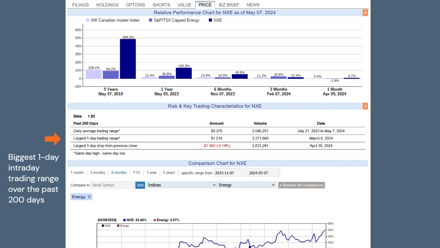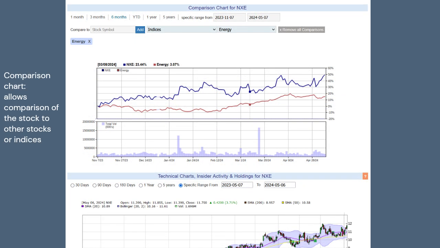Largest one-day trading range shows the most volatile trading day over the past 200 days. Largest one-day drop from previous close over the past 200 days provides an indication if the stock is susceptible to big one-day swings on the downside. The chart immediately below allows you to compare the stock's performance with other stocks or key indices.